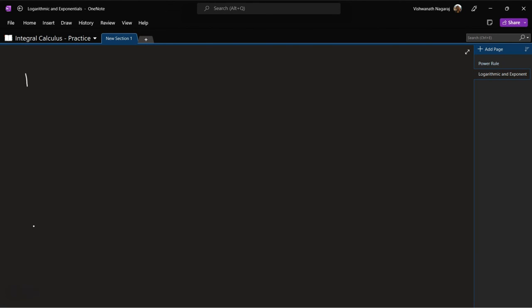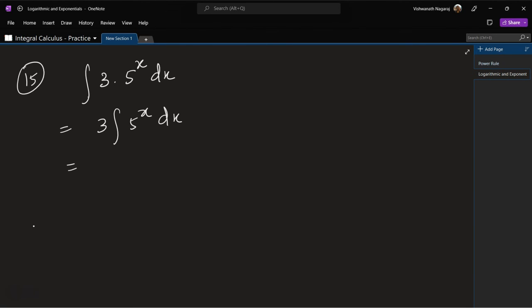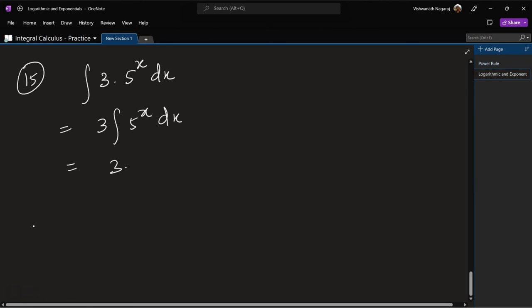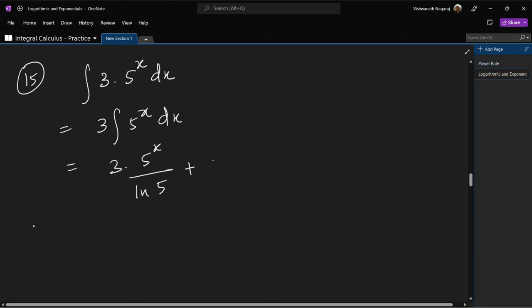Okay, 15th one. Integral of 3 times 5 to the power of x dx, which gives us 3 integral of 5 to the power of x dx. 3 times, this is going to be what? 5 to the power of x as it is, and then in the denominator natural log of 5. Remember, if it is a constant like this 5, we don't have to put the absolute value because it is understood that it is positive. But if it is x, then we have to put an absolute value. So plus c.